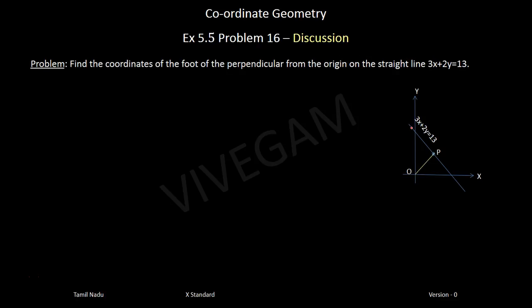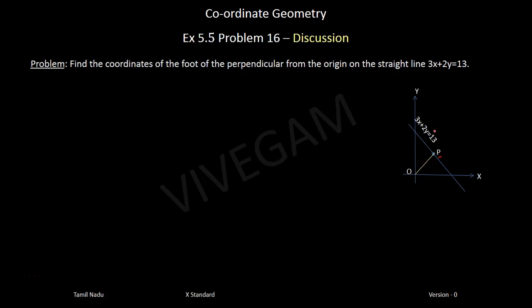So this is the straight line 3x plus 2y equal to 13, and a line from origin is drawn perpendicular to it and it meets the point P. So we are asked to find point P. How will we do it? You know the equation of the straight line, which means you can calculate the equation of the perpendicular line.